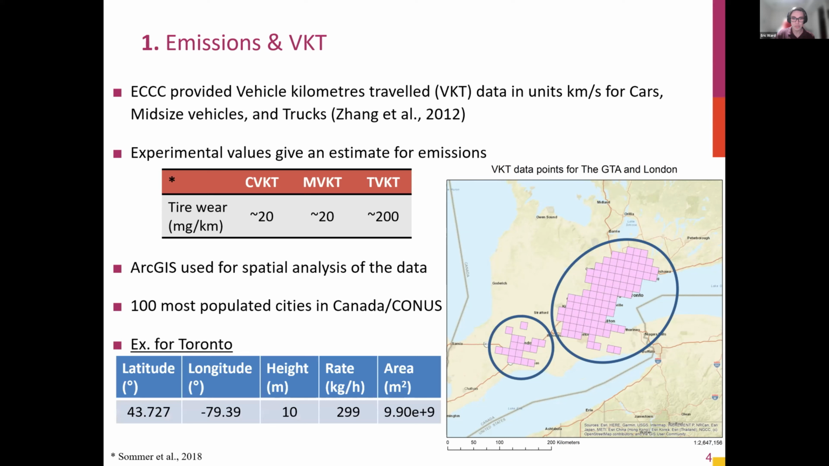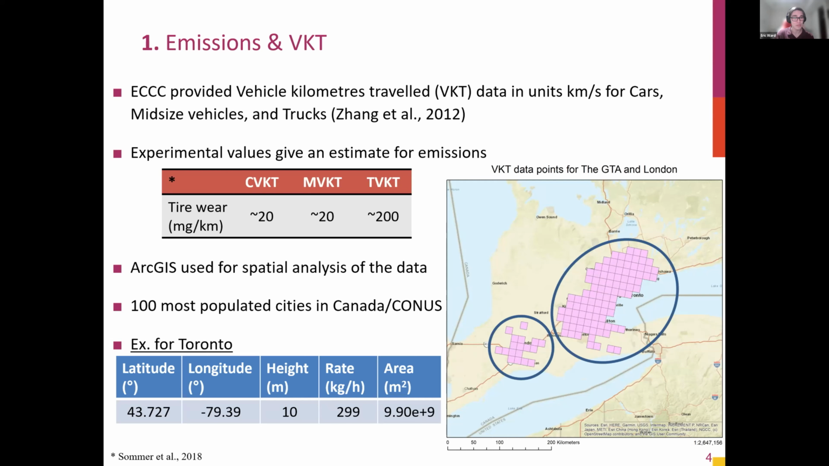So as an example for the GTA here, from this data we would get the average latitude, longitude from these set points. The height, which would be input into the model itself, was 10 meters for every one, so that was consistent for everything. So for the GTA, the yearly average rate taken from the data provided by Environment Canada was about 300 kilograms per hour of microplastic, or at least of tire wear emissions, based on the experimental values given here. And then the total area, like I said, was essentially a summation of the VKT points, which when input into the model is in meters squared.